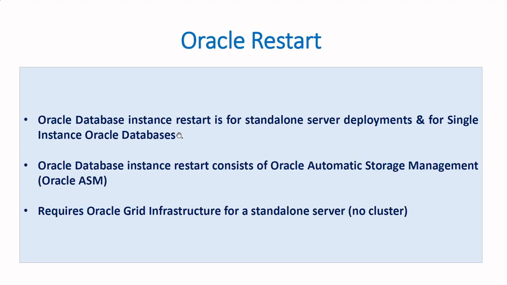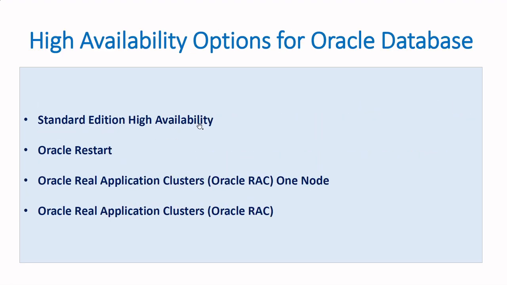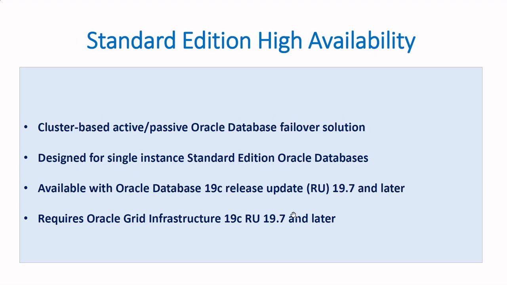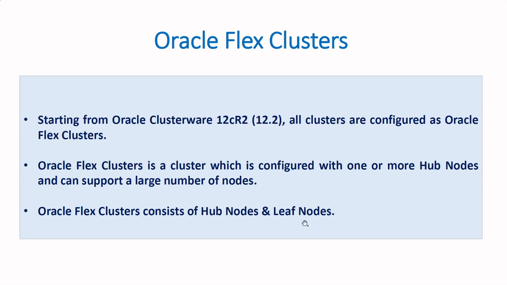So basically these are the four types of options. SEHA is active passive. Oracle Restart is for the standalone. Oracle RAC One Node is also active passive, however the advantage is that you can start the database on the other node before you fail over, and RAC is an active solution. Now that we have understood the options for Oracle database, let's go ahead and understand the concept of Flex cluster.